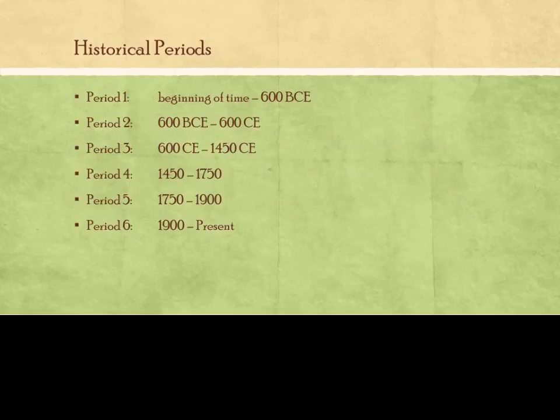And of course we have our historical periods. Period 1, beginning of time to 600 BCE. Period 2, 600 BCE to 600 CE. Period 3, 600 CE to 1450 CE. Period 4, 1450 to 1750. Period 5, 1750 to 1900, and period 6, 1900 to the present. So when referring to periodization, these are the different periods that have been defined for AP World History.